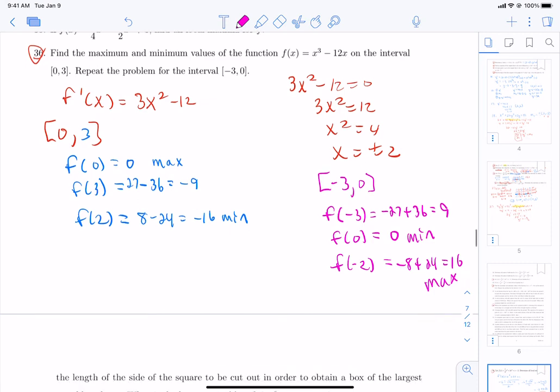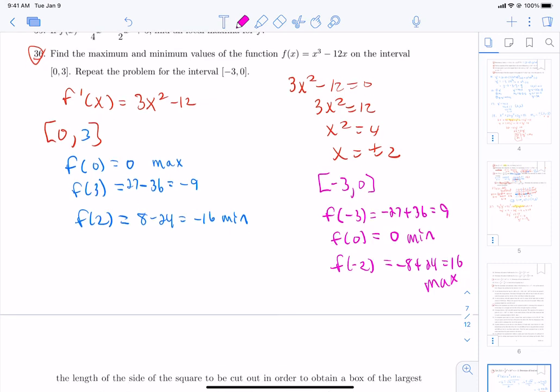Plugging it into the original function. See how I just have it labeled as f? We're plugging it back into the original. So for intervals, you're plugging it back into the original. Max and min on an interval, always plug it back into the original.